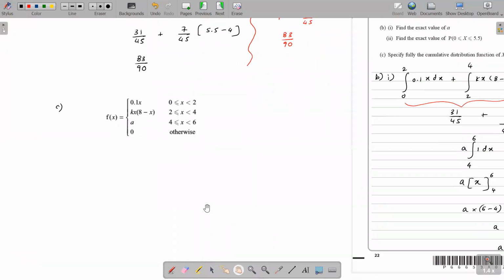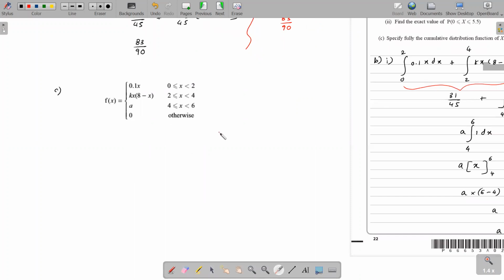Okay, so let's specify the CDF. You know that you need to specify the CDF for all these ranges, right? From 0 to 2, 2 to 4, and 4 to 6. You have to specify the CDF for all of them. All right, so first let's consider the X range between 0 and 2.